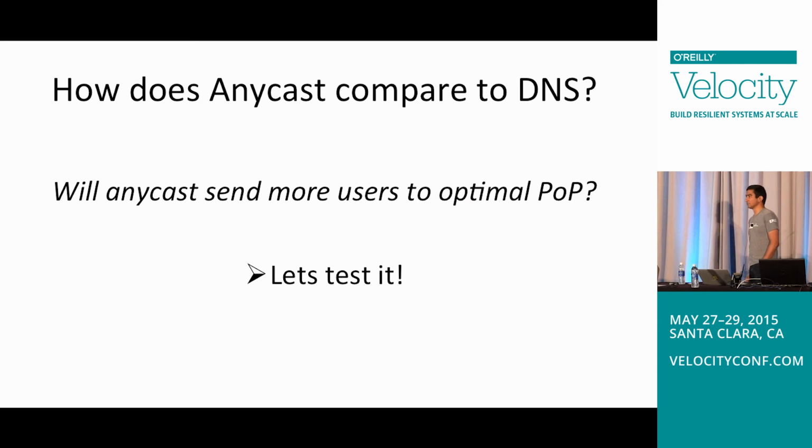So Anycast is an interesting solution. We need to figure out how it compares to DNS. Specifically, we want to find out, will Anycast send more users to the optimal POP when you compare to DNS? How do we do that? We say, let's test it. And how do we test it? We use RUM.